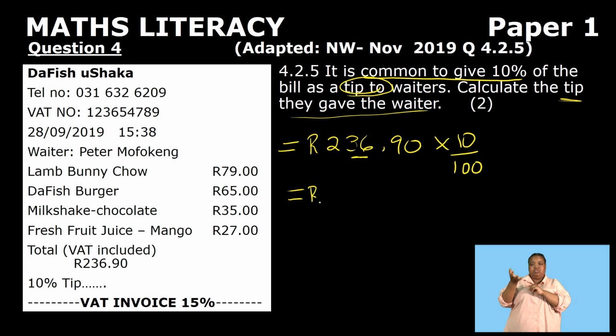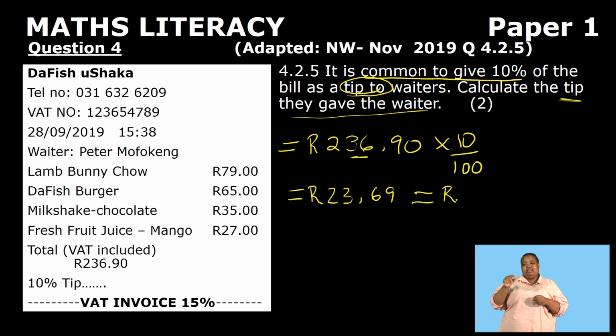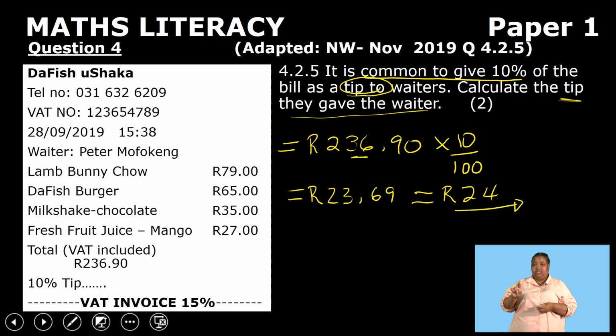So now in total we have 236 rand 90 multiplied by 10 over 100. So this gives us 23 rand 69. So now we can round this off to the given context. It can be 24 rand. So the tip that will go to the waiter will be 24 rand.